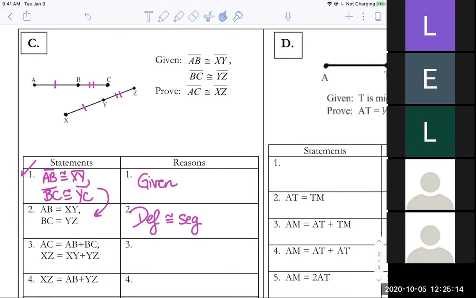Okay, step 3, AC equals AB plus BC. XZ equals XY plus YZ. That is not coming from step 2, it's coming from the diagram. What is the reason for that? Evie, can you tell me the reason for AC is equal to AB plus BC, and XY plus YZ is XZ?